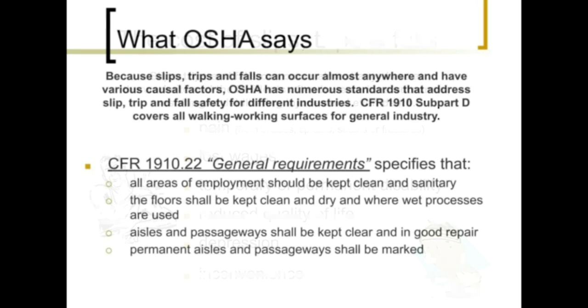What OSHA says about this: because slips, trips, and falls can occur almost anywhere and have various causal factors, OSHA has numerous standards that address slip, trip, and fall safety for different industries. CFR 1910 Subpart D covers all walking working surfaces for general industry.